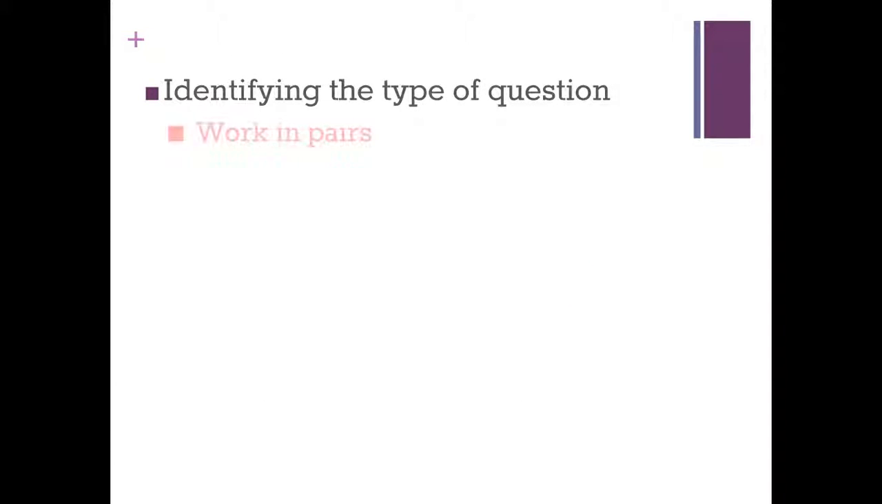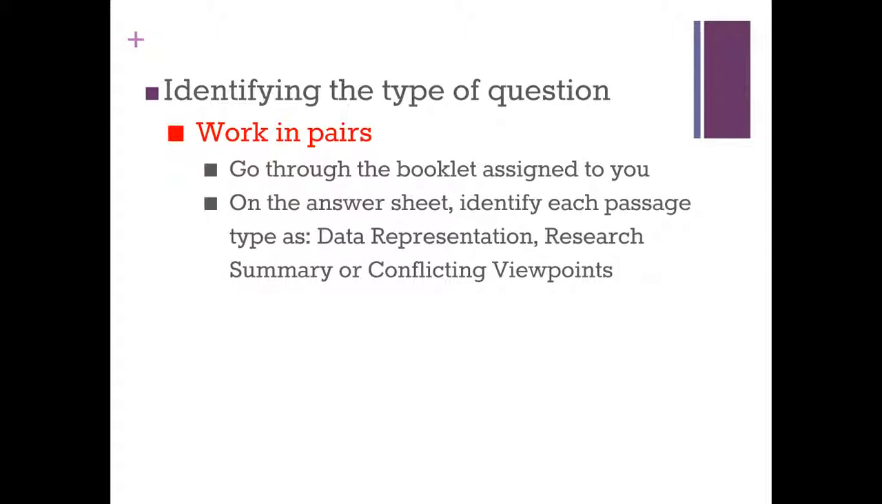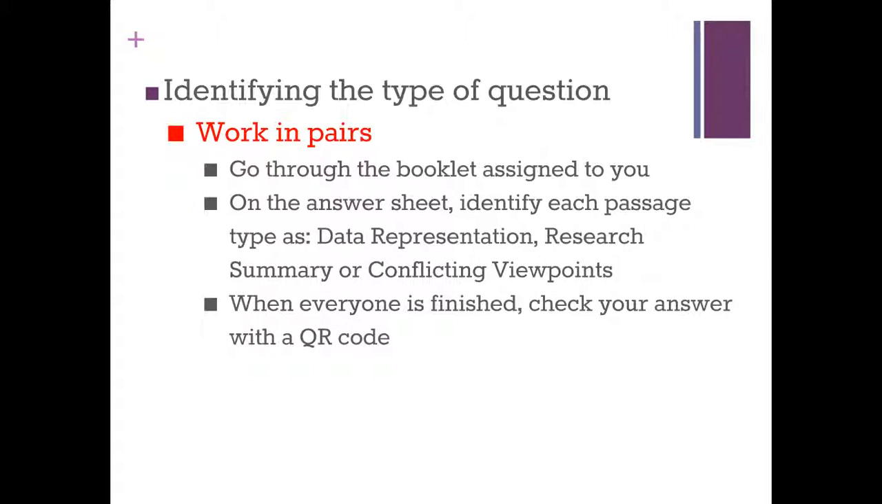So again, identifying the type of question, you're going to get some practice doing that today, and you're going to be working in pairs. And when you work in pairs, you're going to be given a booklet, and inside that booklet is going to be 15 or 16 different sample questions. You're also going to be given an answer sheet. And what you're going to be doing is going through the sample test question booklet, and you're going to identify each passage as a data representation, a research summary, or a conflicting viewpoints. And just mark it on your answer sheet. Please do not mark in the booklet at all. The sample test questions, don't write in it at all. Please only write on your answer sheet.